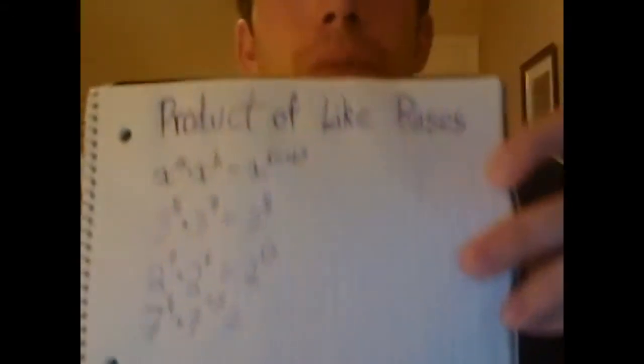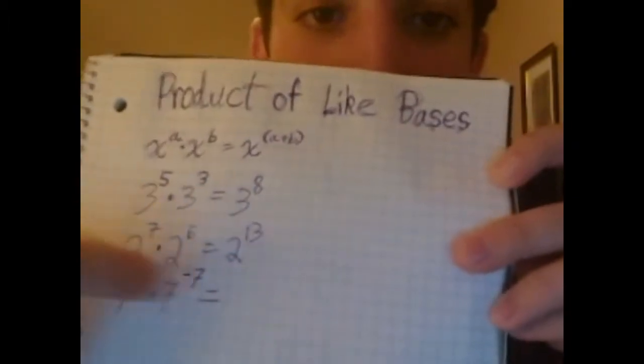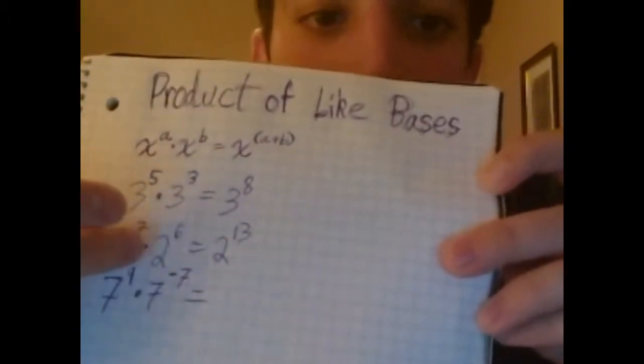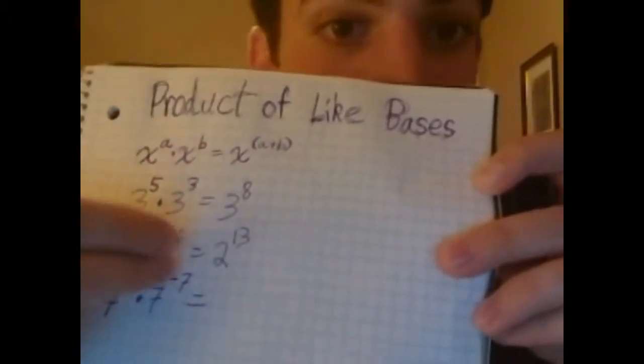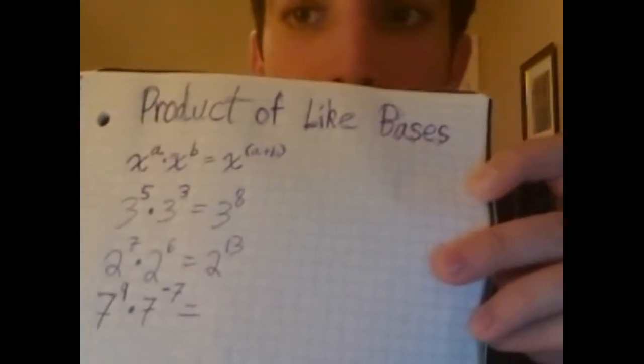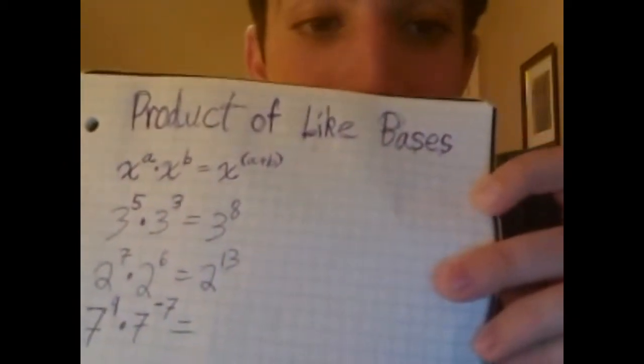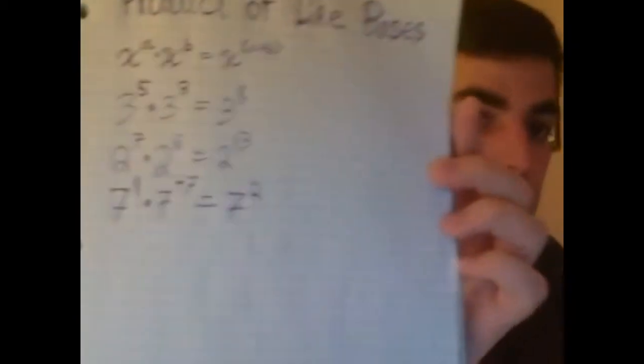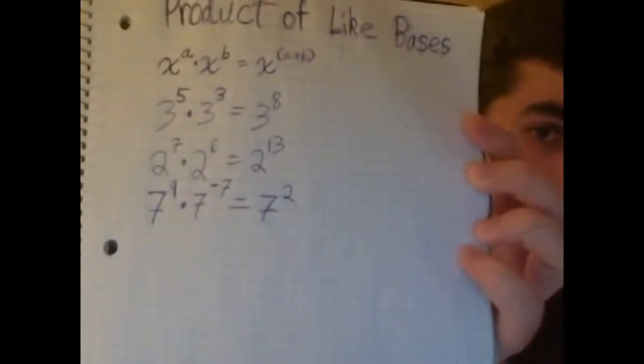Now, even if we don't know what a negative exponent is yet, we know that we're just adding 9 and negative 7, right? 9 plus negative 7 is the same as 9 minus 7, which is 2. So on this other side, we just get 7 squared. Okay? That one's a little bit tricky.